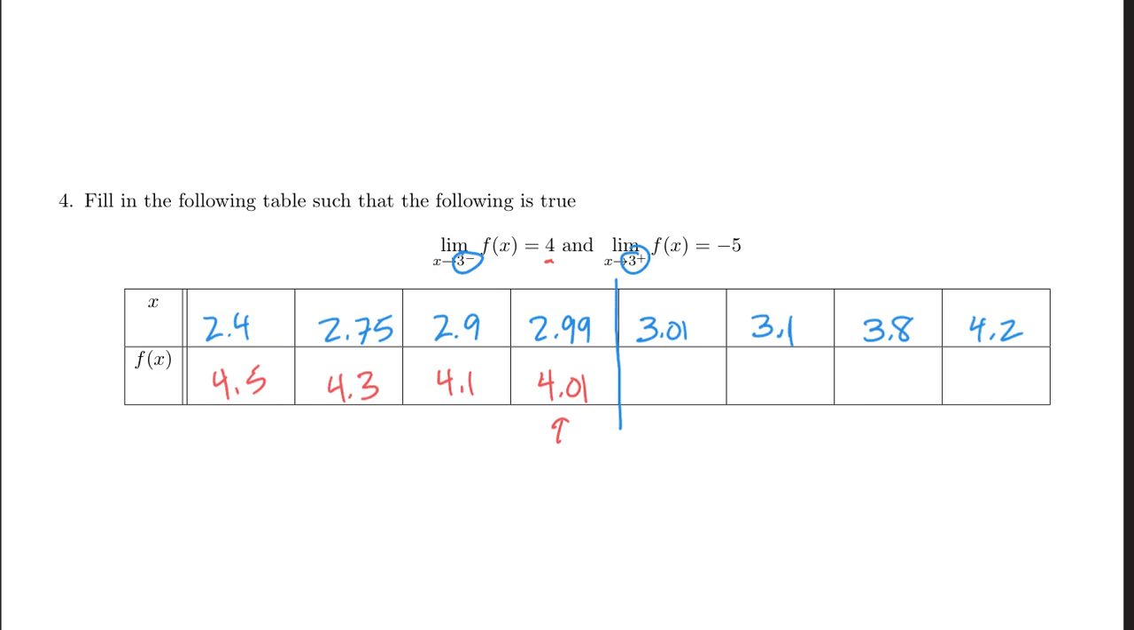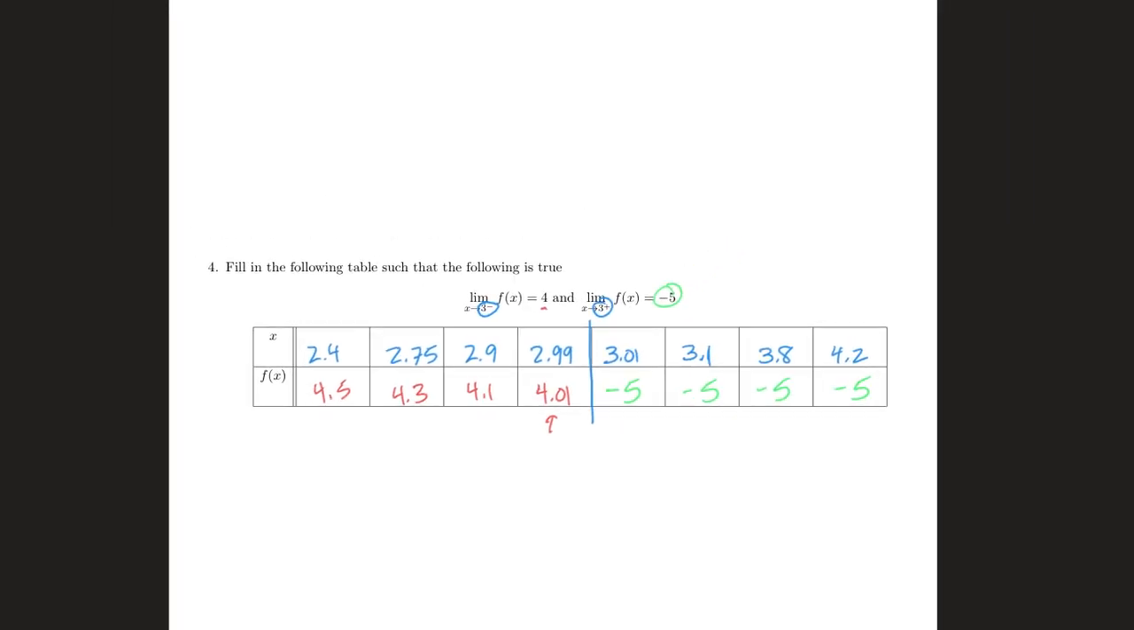And on the right-hand side, on our right-hand limit, we want to be close to -5. And it doesn't really matter if we're slightly above -5 or slightly below -5. And again, you could always just make them all -5. Right? If they're all -5, that means it's also close to -5. All right, so that's our first skill, using tables for limits.